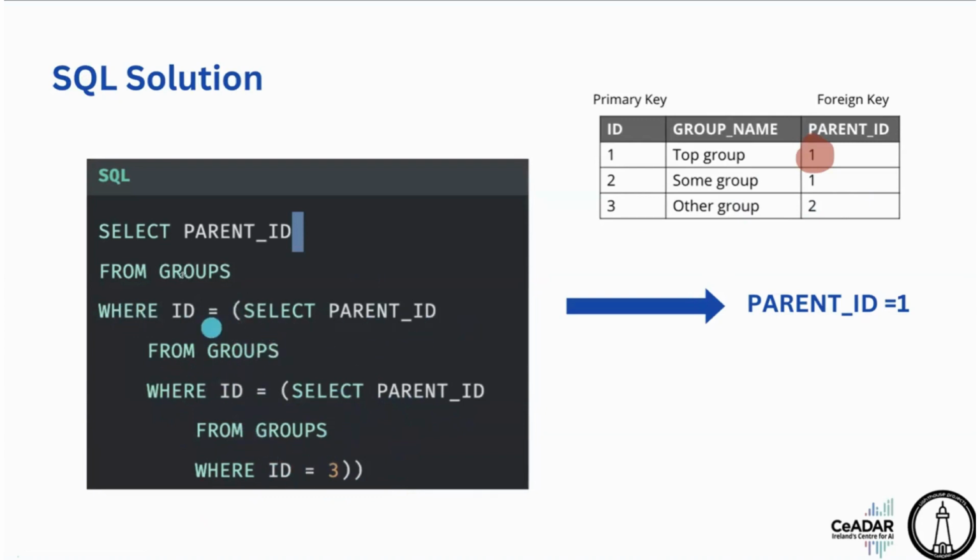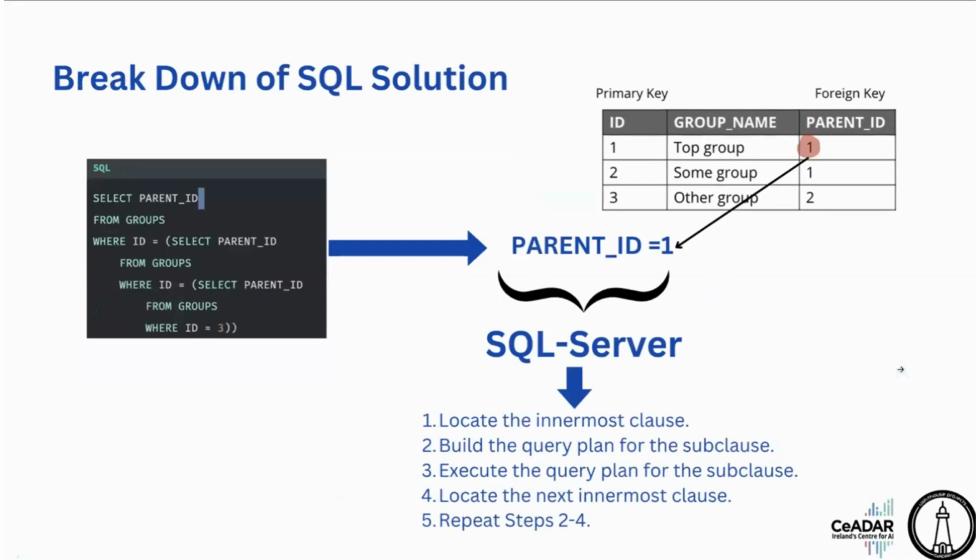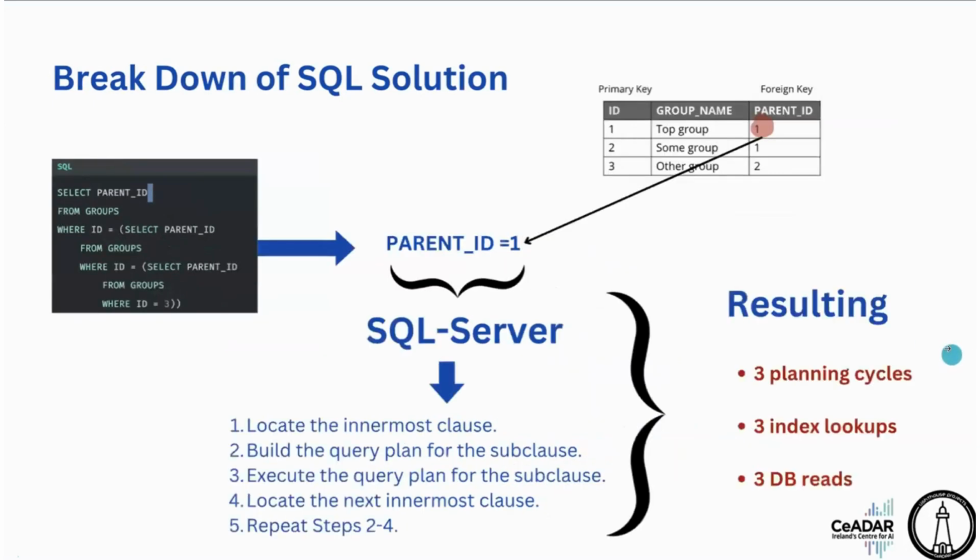Each and every cycle is computing in a bottom to top approach. Once we do that, we come to a solution of 1. What is happening here is that we are locating the innermost clause, and then building the query plan for each sub query. Then we go into the next innermost clause, and again repeat the steps, building the query plan and locating the innermost query. And finally, we get the answer as 1.